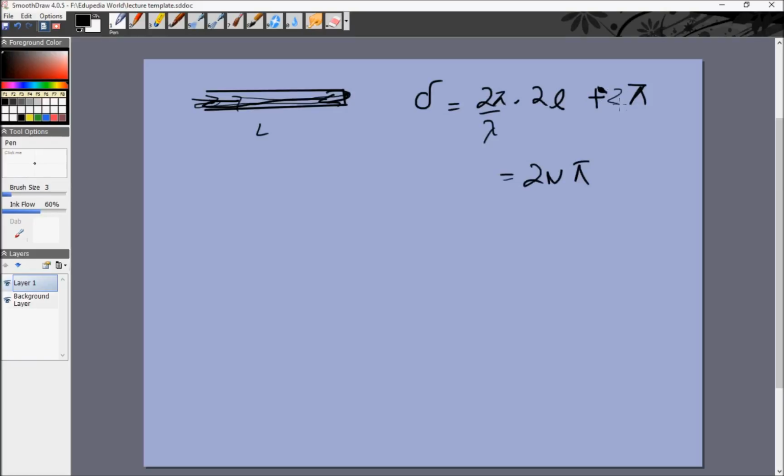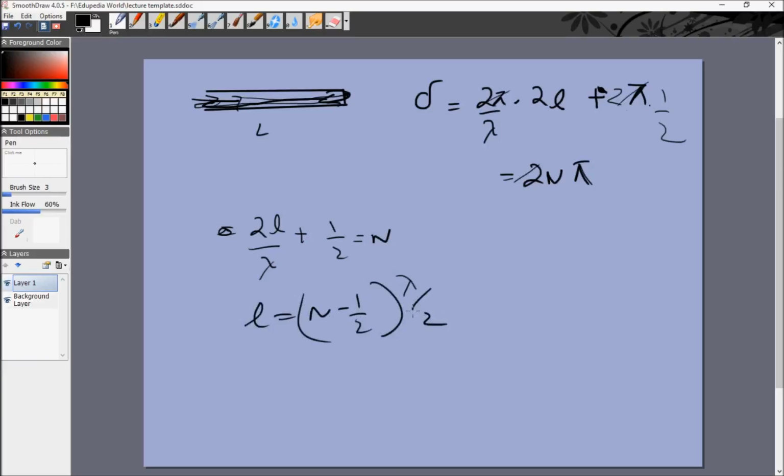So from that we can get the equation. Let's say this is 2 pi times half. So 2 pi and 2 pi will cancel. We'll get 2L by lambda plus half is equal to n. Right. From that we can get L is equal to (n minus half) times lambda by 2. So in the previous case it was L is equal to n lambda by 2. Now it's (n minus half) lambda by 2. From this equation you can get frequency, that is equal to (n minus half) V by 2L, right, and n is greater than or equal to 1.